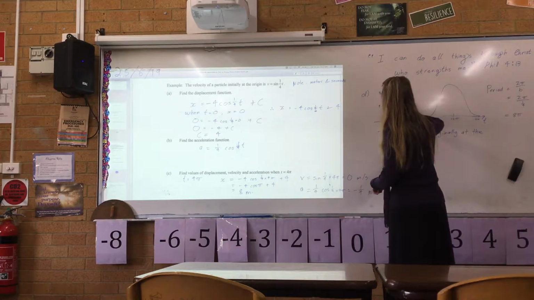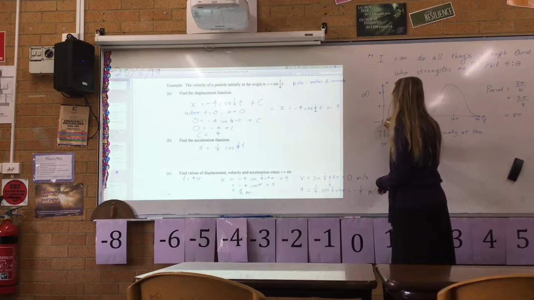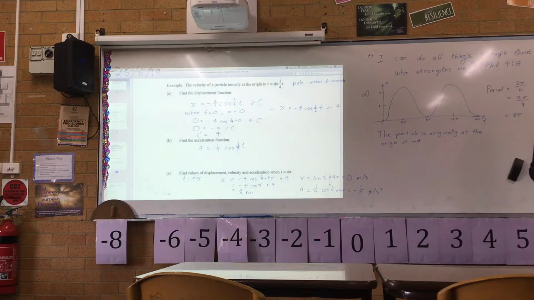I didn't actually draw that very well because it should have been part of the curve and it comes up like that. So the acceleration, or the gradient at that point, is 0. And it's at rest, meaning that the velocity there is 0. And then it begins to move to the right, moving away, oscillating between 0 and 8, with a period of 8 pi seconds.